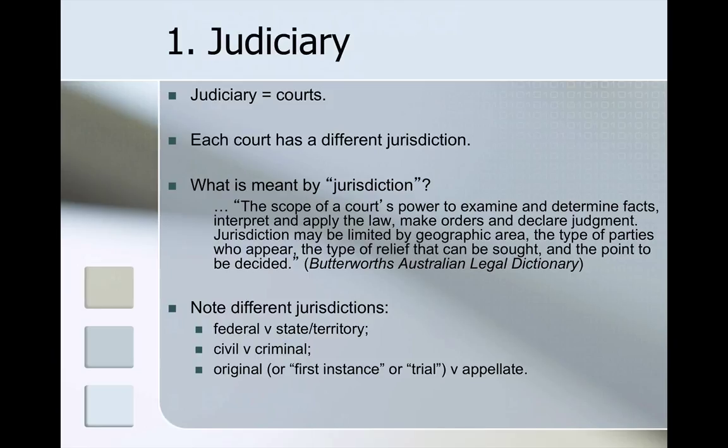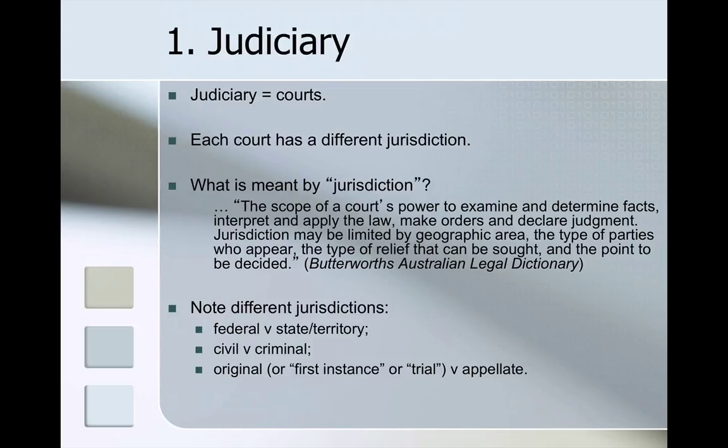So just because a matter goes to court, that does not mean that is the end of it. If you are unhappy with the decision that has been reached at first instance, that is the first time it's gone before a court, you will often have the ability to appeal that to a different court, usually a higher court, and they will be able to review that original decision. And so some courts have original jurisdiction and some courts have appellate jurisdiction.